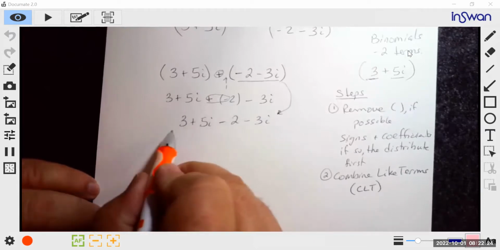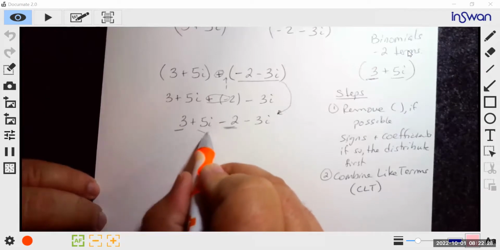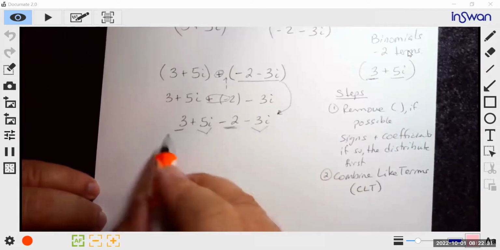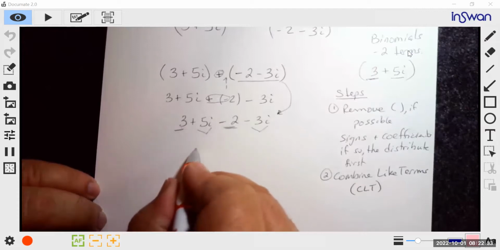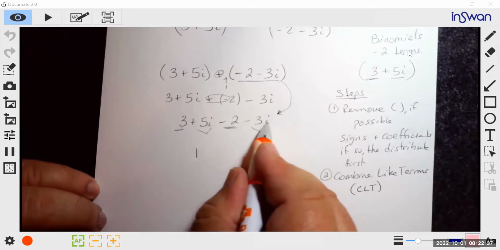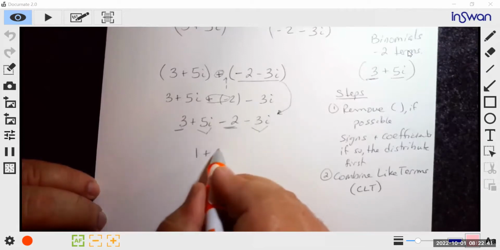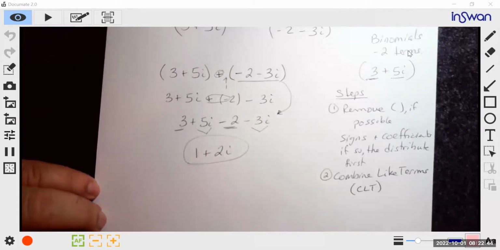Combine like terms. The like terms are the constant numbers and then the imaginary parts. 3 minus 2 is 1. Positive 5i minus 3i. 5 is bigger, so it's plus. 5 minus 3 is 2i, and there's your answer.